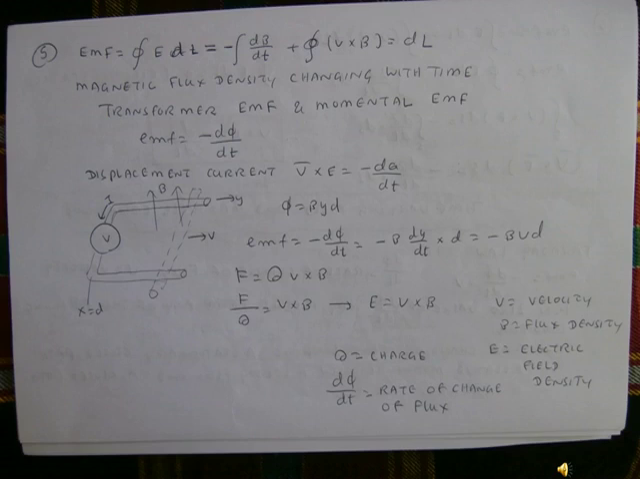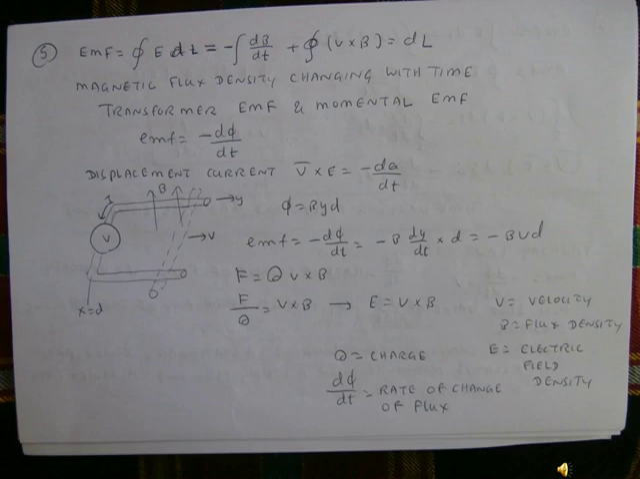Flux phi can be calculated: phi equals B y D. So in this case, the flux is phi, B is the magnetic flux density, y will be the moving distance, and D will be the distance between the conductors.